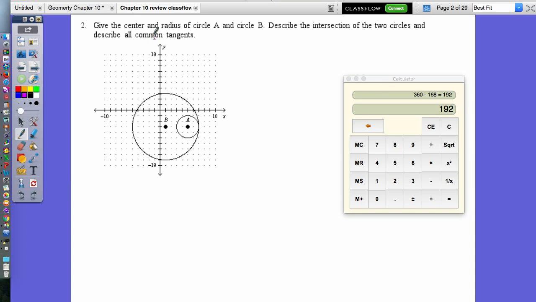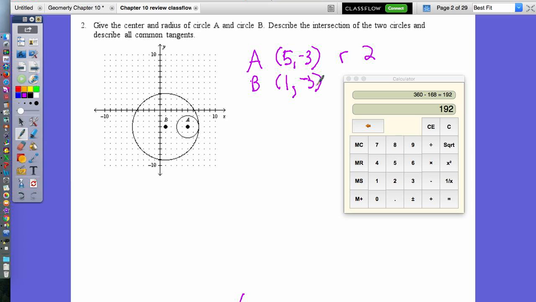For number 2, give the center and radius of circle A and B and describe the intersection of the two circles. I don't know why that just dropped down there. So A and B. The center of A is 5, -3, and the radius of A is 2. For B, the center is 1, -3.